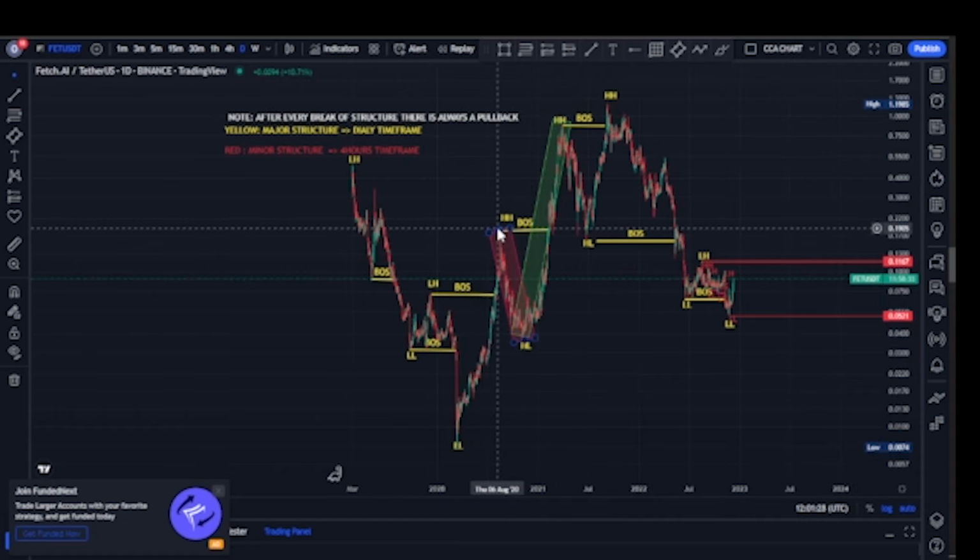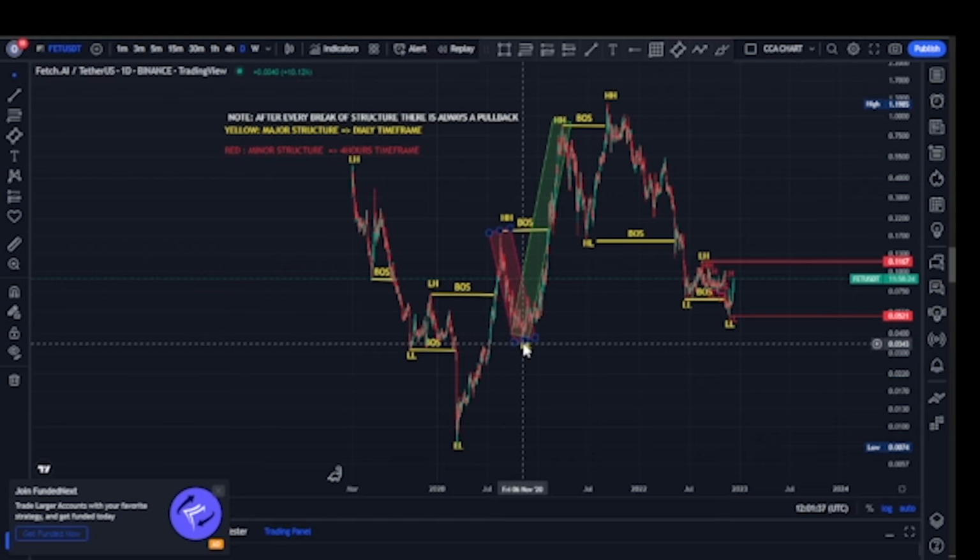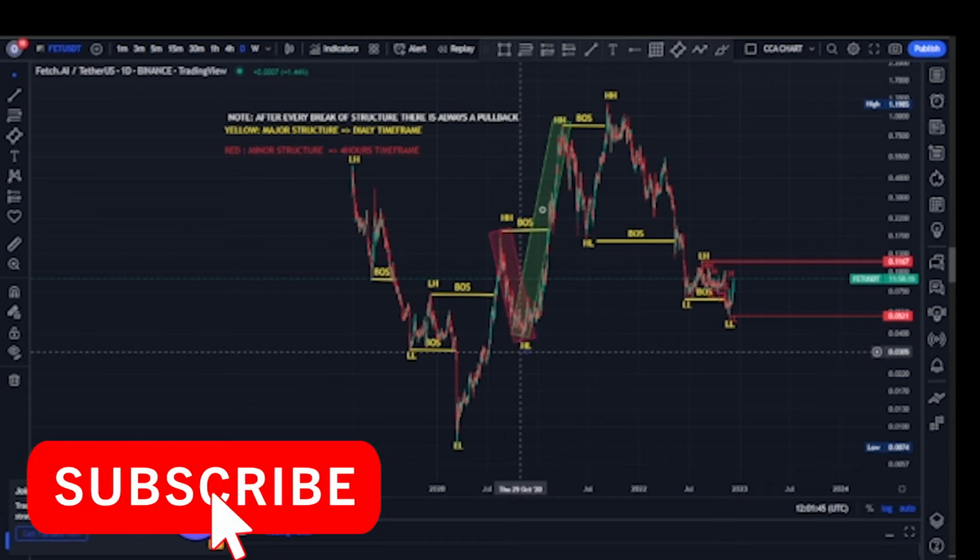Guys, we're expecting a pullback. Sure, we got the pullback. The bears took price from that $0.175 and took price back down to about $0.03. And guys, keep this in mind: as long as this lower low that gave us this higher high is not taken out, you should expect more break of structure to the upside.